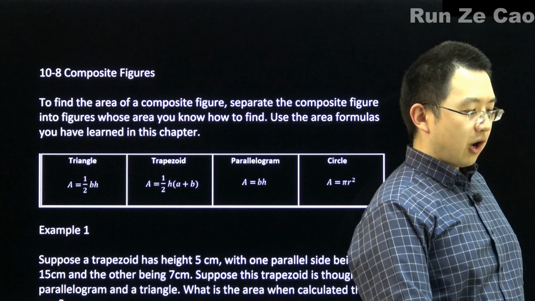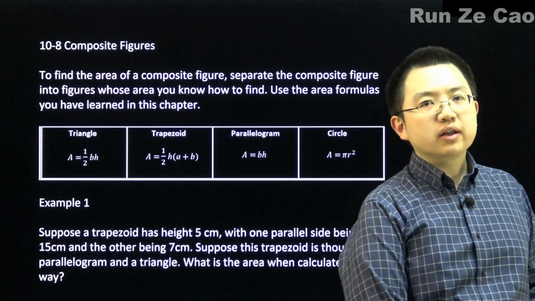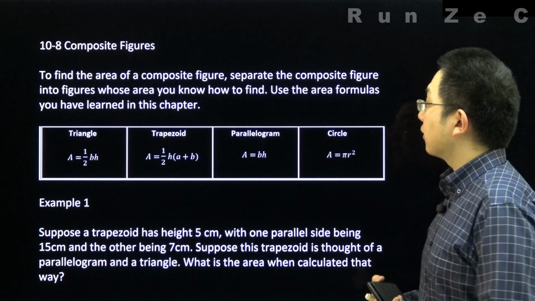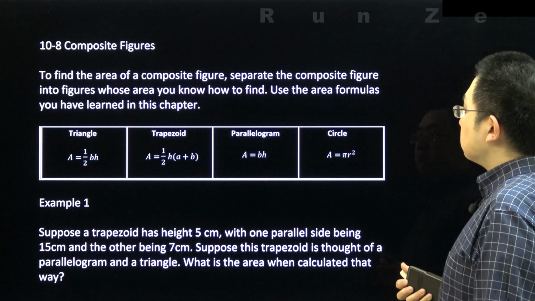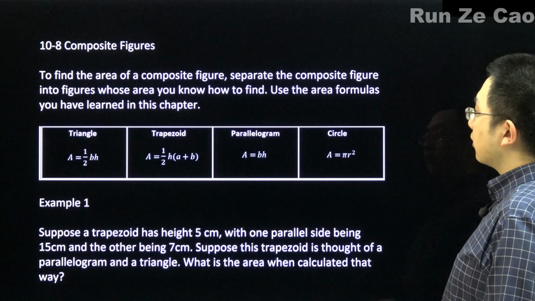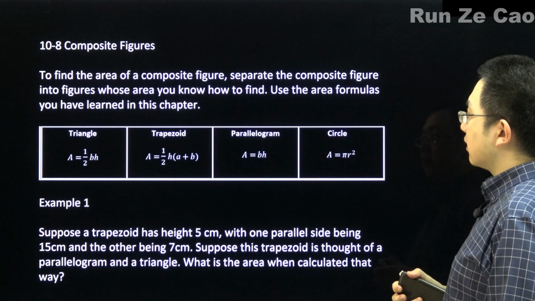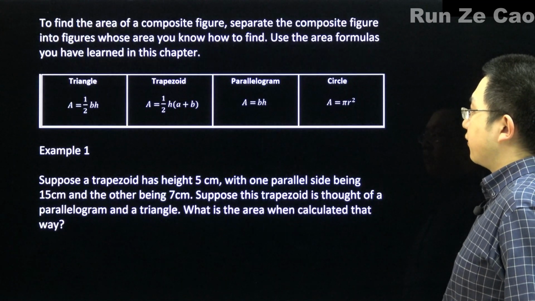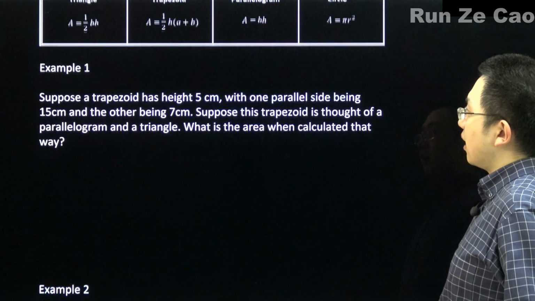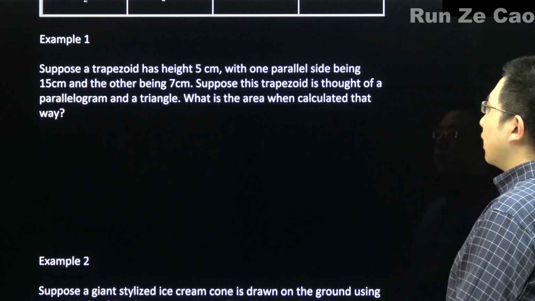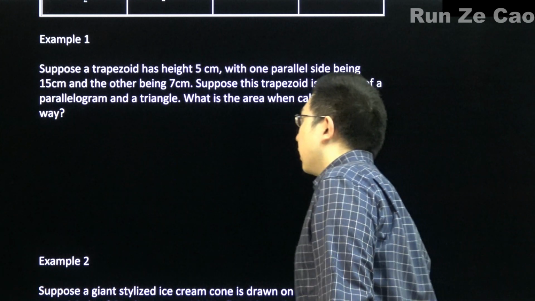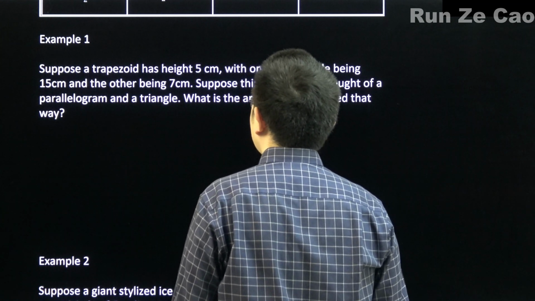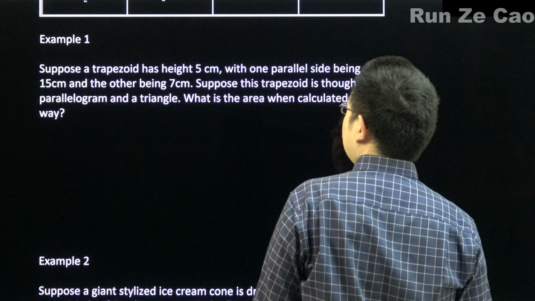Now, what happens if we have complex shapes? Well, if we want to calculate for complex shapes, we gotta split it up into figures that we do know how to calculate, such as circles, area equals pi r squared, parallelograms, area equals base times height, triangles, 1/2 base times height, and trapezoids, area equals 1/2 height times the sum of the bases. Now suppose a trapezoid has height 5 centimeters with one parallel side being 15 centimeters and the other is 7. Suppose we think of this trapezoid as a parallelogram and a triangle. What is the area when calculated that way?